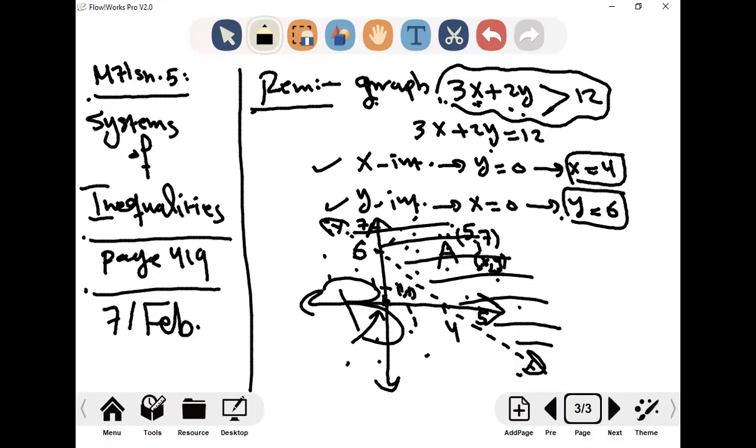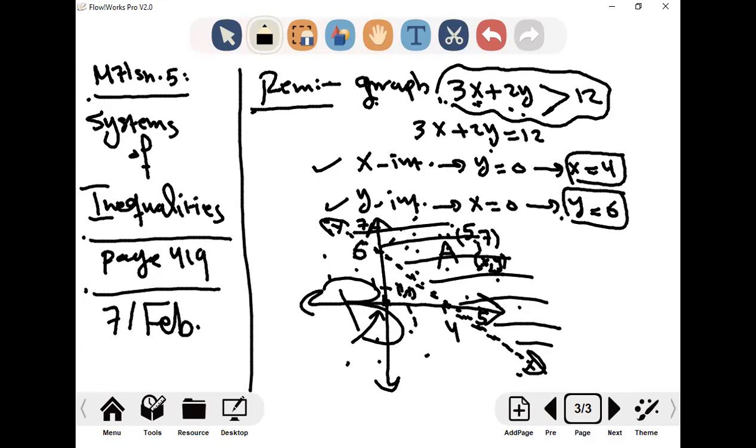But how about the points on the line? Because we have a dashed line, any point on the line is not a solution. Any point on the line will give you the answer 12 exactly. Is 12 more than 12? No. But if it is not dashed, it will be a solution, 12 more than or equal to 12. Got it? This is what we took before.